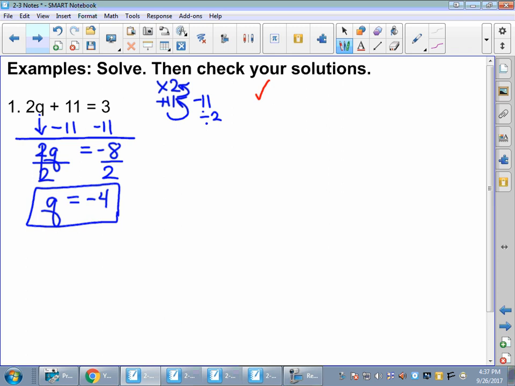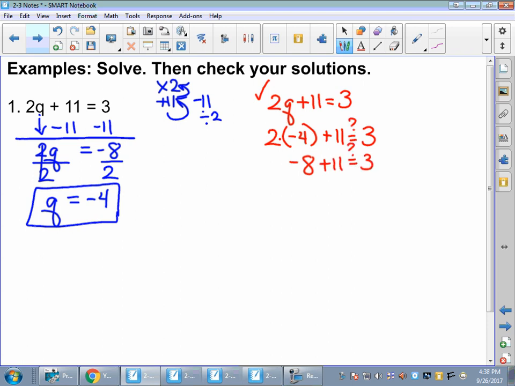When we check, same as before, 2q plus 11 equals 3. Write down the original problem. Plug the variable in with parentheses so you don't mess up any signs and operations. When I plug the negative 4 in, this is really telling me to multiply 2 and negative 4, which makes negative 8. Plus 11 is equal to 3. We're asking ourselves, is this true? Negative 8 plus 11 is, in fact, 3. 3 is matching the other side, 3. That tells me that 3 is always 3. So that tells me that q must equal negative 4.